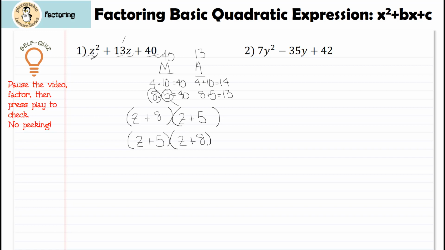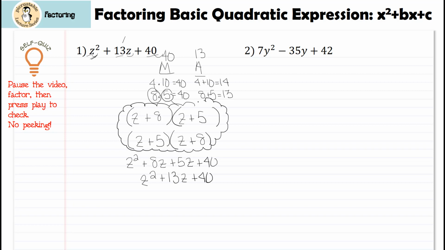But guess what? It doesn't matter, because let's FOIL. I'm going to have z squared plus 8z plus 5z plus 40. Collecting like terms, we end up with z squared plus 13z plus 40, which is exactly what we started with. So we're going to go like this because it makes it really pretty. Either one is perfect, and you don't have to write both of them. Let's look at our second one.